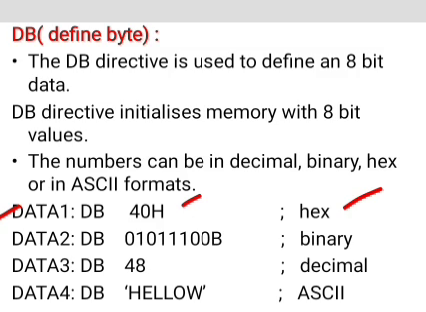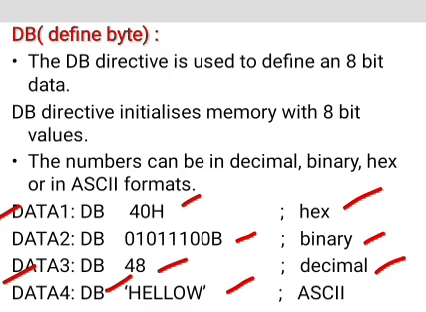Data 2 DB 01011100B, that means it is binary. For data 3 DB 48, it is in decimal. For decimal, the D after the decimal number is optional. Next, data 4 DB in quotation marks, HELLO.